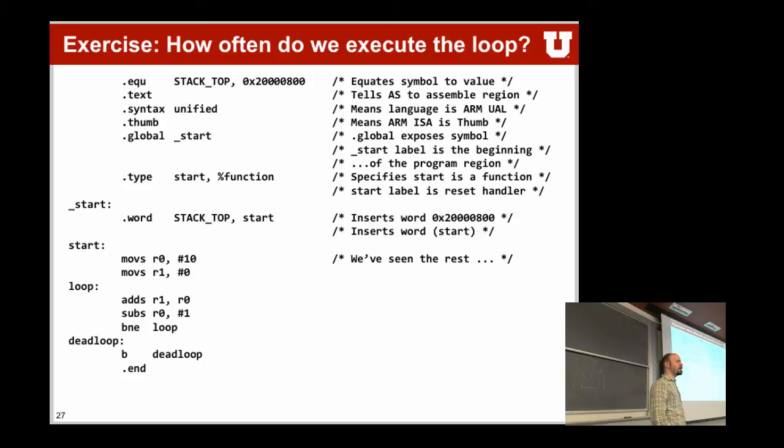So what happens? We store 10 in R0 and 0 in R1, right? Then we add R1 to R0. We subtract 1 from R0. So we have 10, this is now 9. We branch, branch, branch, branch until this is 1. Once R0 is 1, we subtract 1. This loop will not be executed again, and we are sitting down here in our dead loop. Okay.